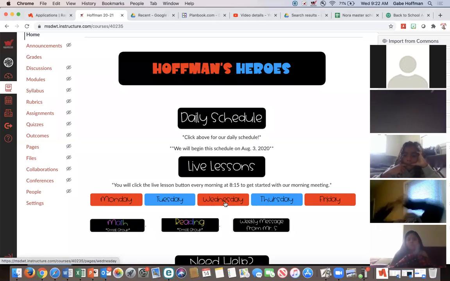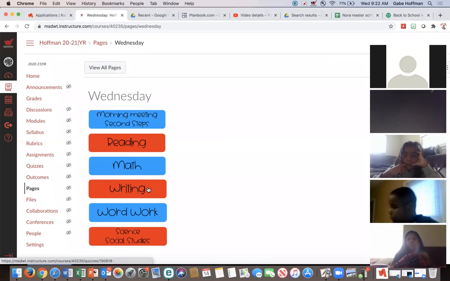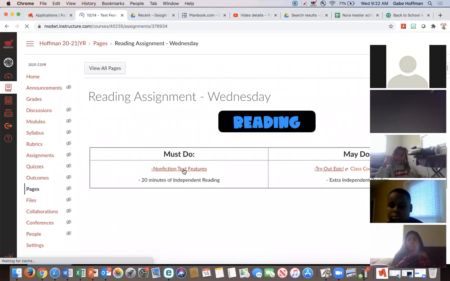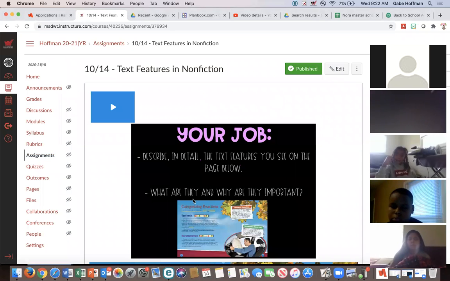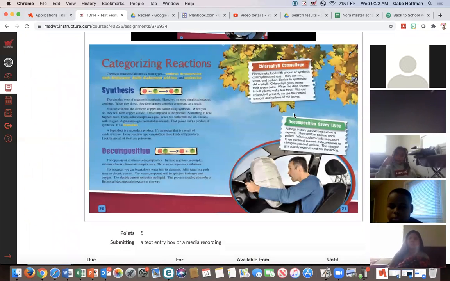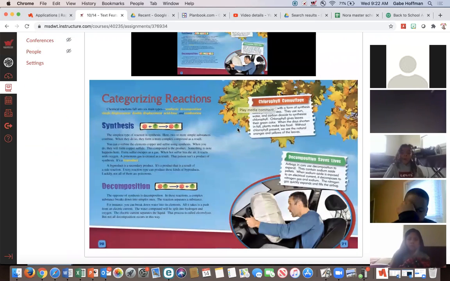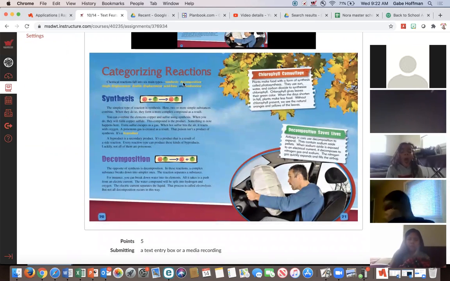So I'm going to open my Canvas page. You're going to go to Wednesday, and you're going to go to reading. Nonfiction text features. By the way, we will do more on text features today, so we know this might not be perfect. Here's a bigger version that you can see a little bit easier. So it says, describe in detail the text features you see on the page below. So you might see, I can say here somewhere in yellow, there's one right here. Remember these things right here are called headings. And then you're going to talk about what other things you see that are text features and why you think the author would include those.